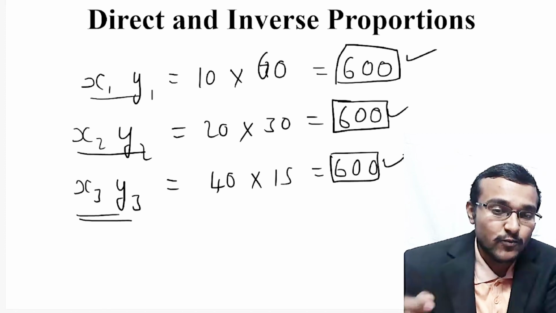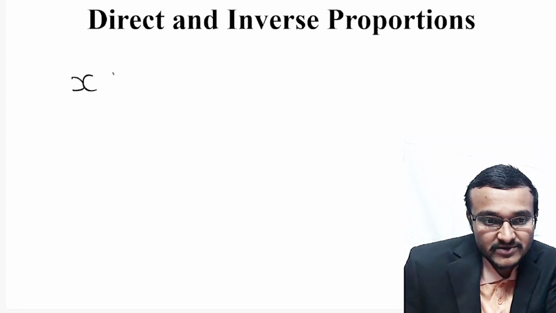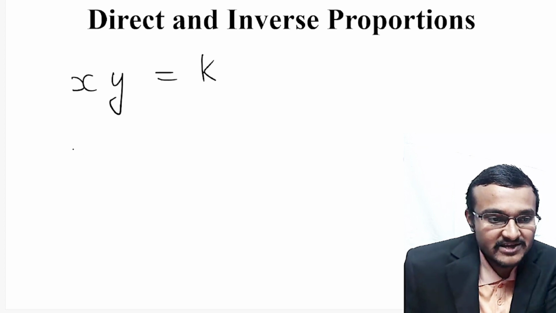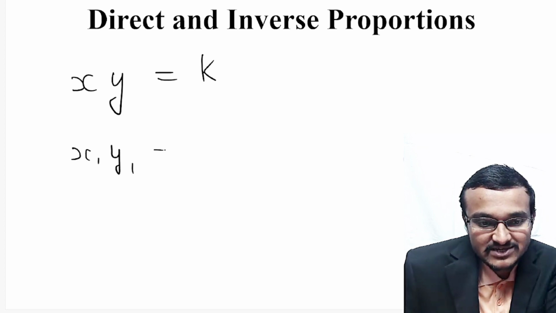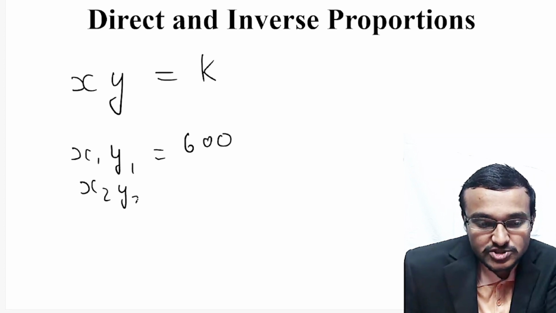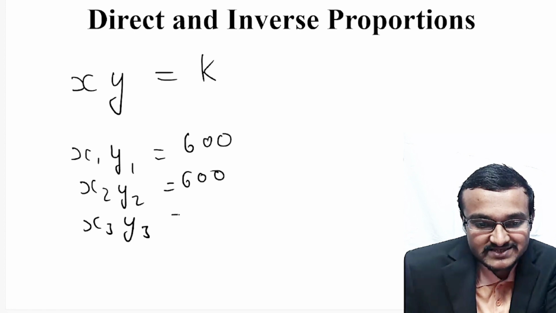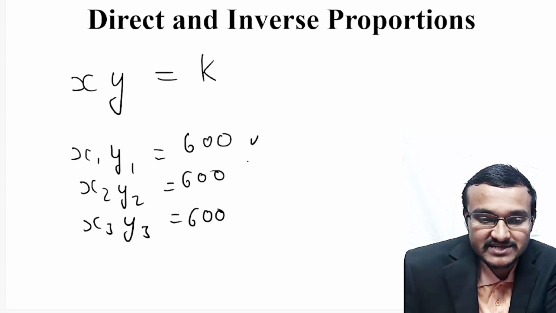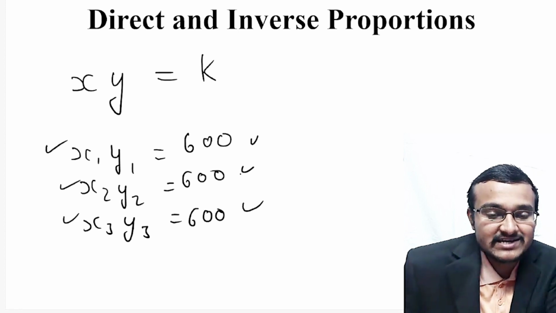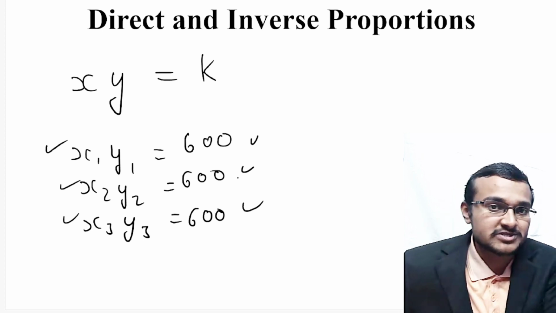So now one thing you should remember in this particular inverse proportion, the equation which you should remember is xy is equal to k, and we know that x1 y1 is equal to 600 in the previous example. x2 y2 was also equal to 600. x3 y3 was also equal to 600. That means this corresponding product of x and y is equal to one particular constant. So they are all equal to a proportionality constant.